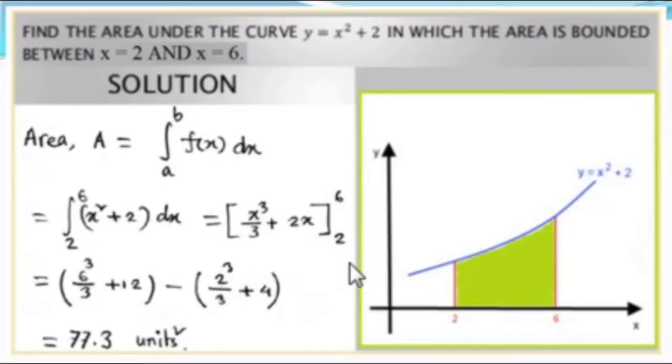Simple problem. For this sort of problem, you will get this sort of graph. It is a parabolic function and there are two lines. Okay, I think you can understand this problem. Let us try to solve another problem.